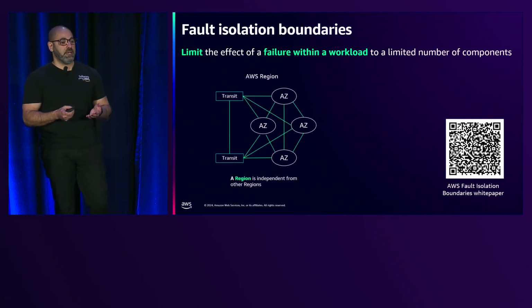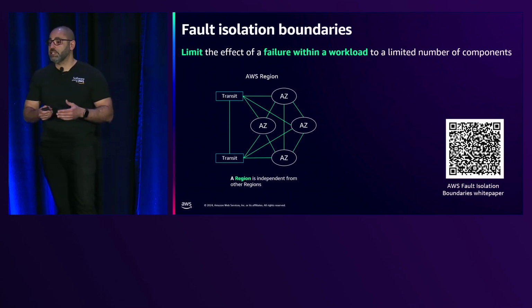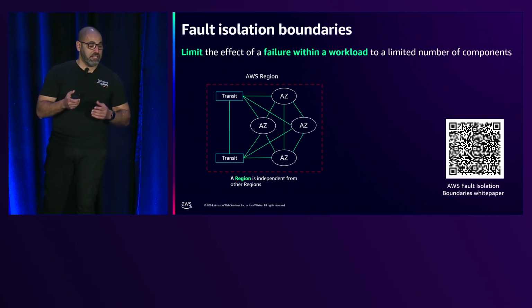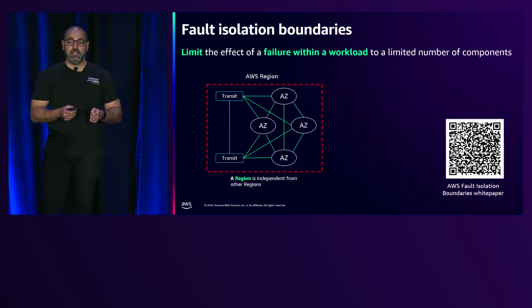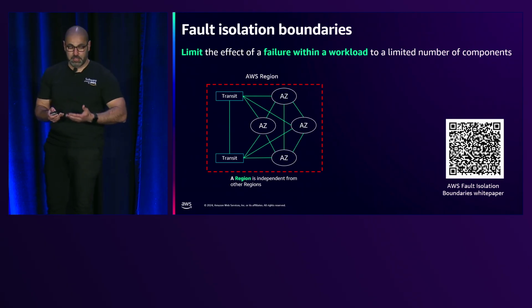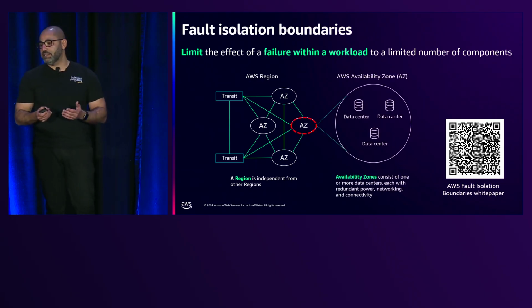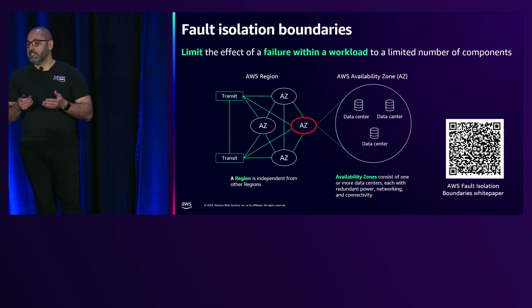From an infrastructure perspective, we have AWS regions, which are physical locations around the world, all independent from one another. And you could actually say that a region is a fault isolation boundary. Zooming in, a region has multiple availability zones, and every availability zone is an isolation boundary with multiple data centers and high levels of redundancy already built into it. The focus of this talk is about AZ fault isolation boundary.